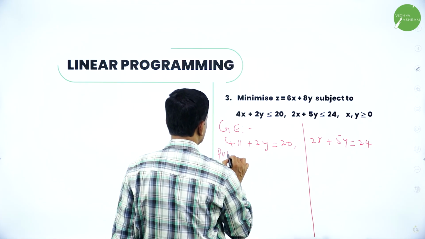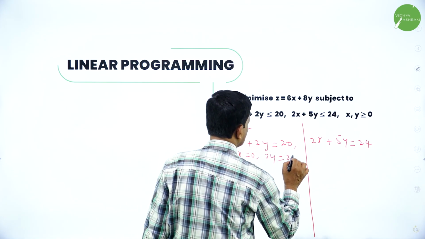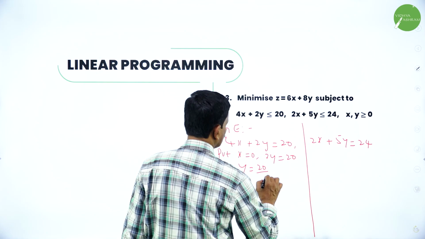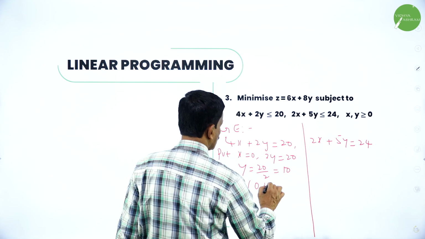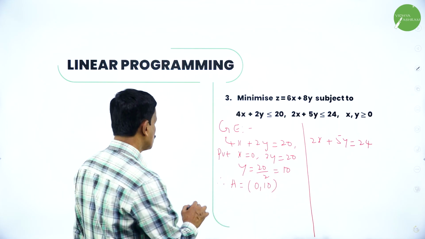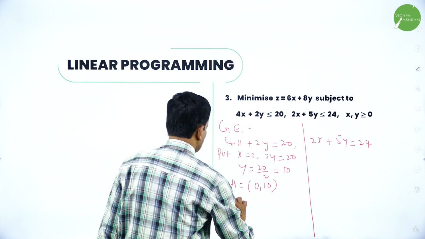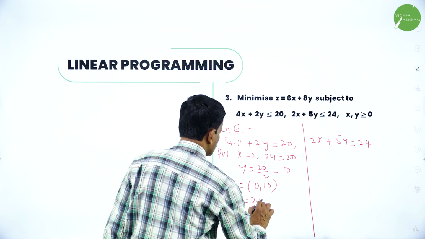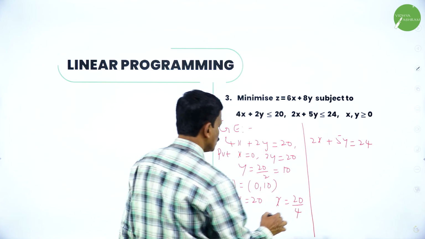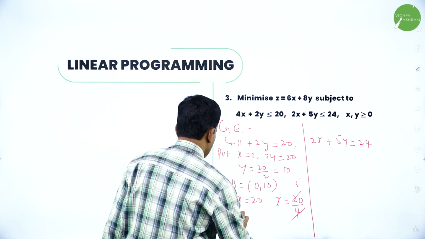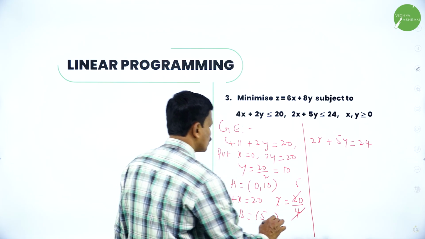Put x equal to 0 and y equal to 0. If you put x equal to 0, then you will get 2y equal to 20, y equal to 20 by 2, which is 10. So, therefore, the first point A is (0, 10). Similarly, put y equal to 0. Then you will get 4x equal to 20, x equal to 20 by 4, so that is equal to 5. Therefore, the point B is (5, 0).